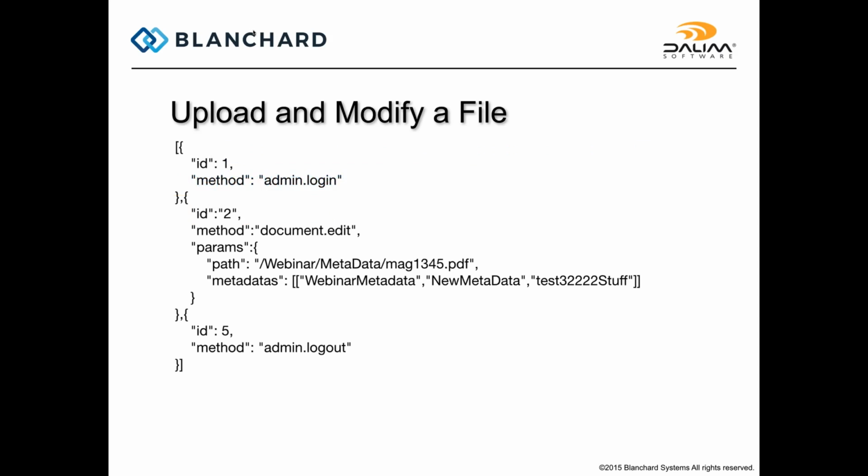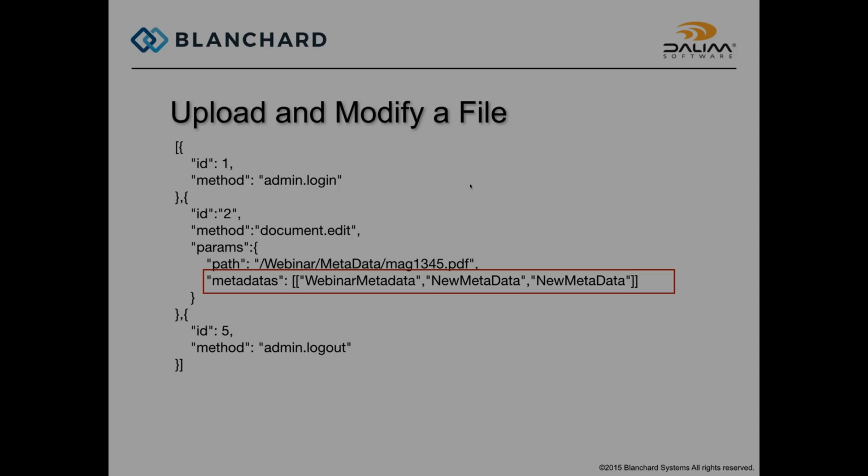So in this case, you make a call like this where you're doing document edit. I'm calling, again, the path to a given file. And I'm updating metadatas. You can put as many different ones in here as you want, but you basically have to call the metadata set itself, the property, and then the value. That's the three things you see here. So the new metadata is the property. The metadata set is webinar metadata, and what you see as new metadata there on the right is the value itself that I would be sending in.